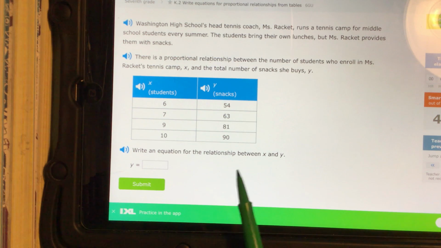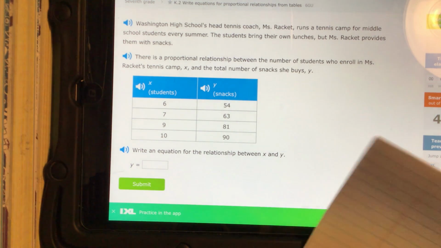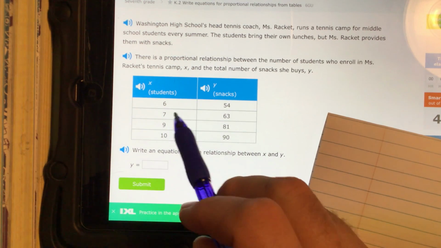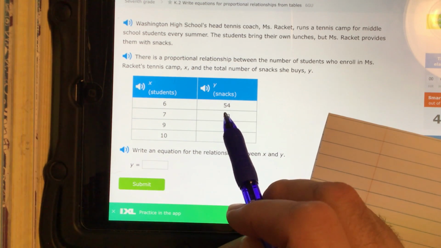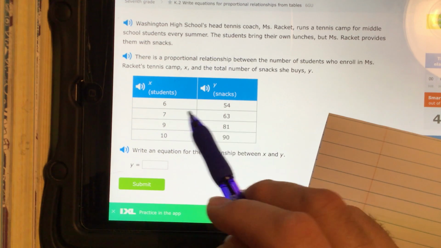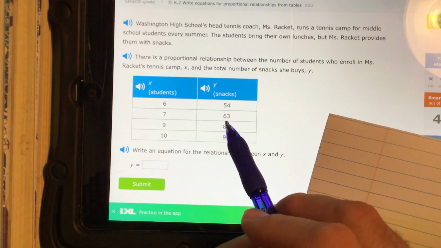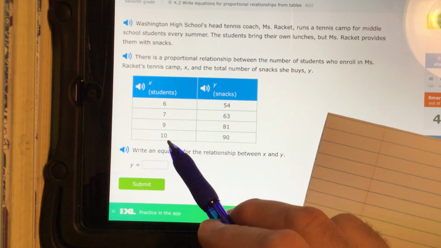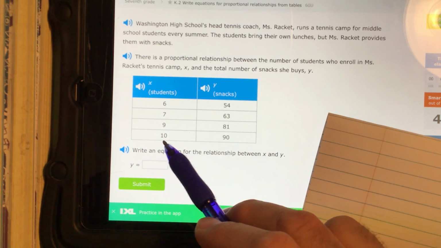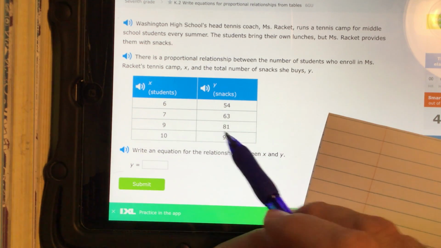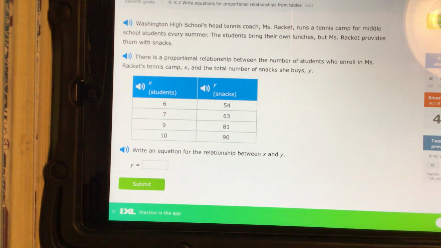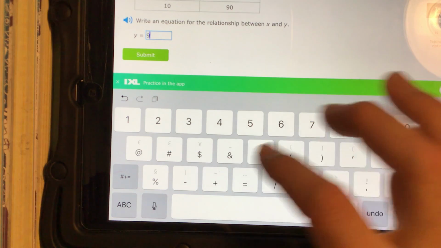It's the same thing. They want us to find a relationship. This time, it's not going to be quite as easy. So, they're at 6, and it's turning into 54. And you're maybe like, I'm not sure. Is that 9? 7 to 63. Oh, yeah, I think that's 9. Well, I always go to the easy one first. 10 times what? 9, and then check it. 9 times 9. Yes.